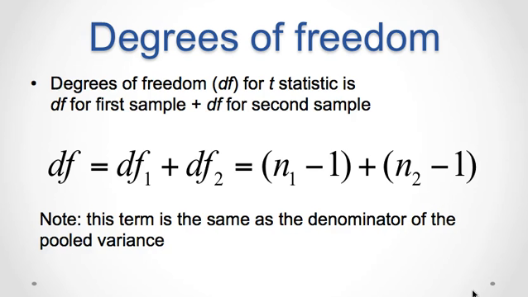Step 2, set the criteria. Select alpha. Remember, in our class, this will always be given to you. Locate the critical region. The critical values for the t-statistic are obtained using degrees of freedom that are determined by adding together the degrees of freedom for the first sample and the degrees of freedom value for the second sample. As you will see later, this formula is the same as the denominator of the pooled variance.